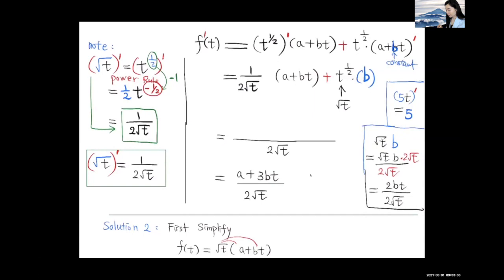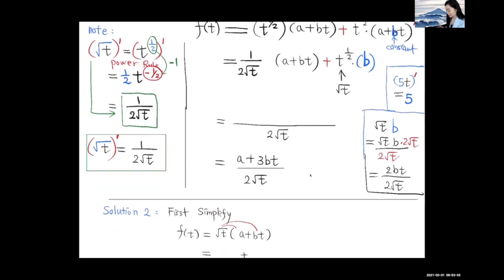Now we want to combine these two. Now t to the 1/2 power is square root of t. So if I want to combine these two terms, I would like to have the least common denominator. So that will be 2 times square root of t. So I put down 2 times square root of t here as the least common denominator. And up here, I will have this a plus bt.